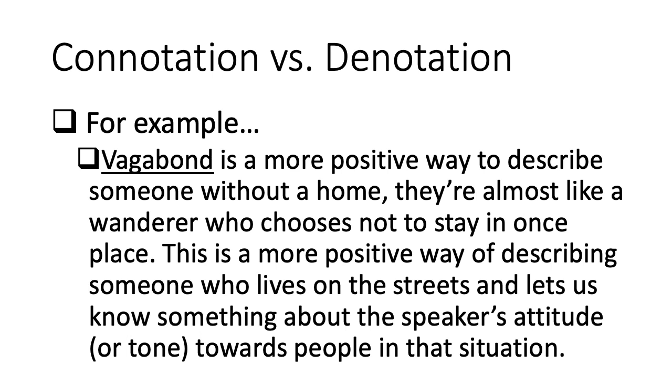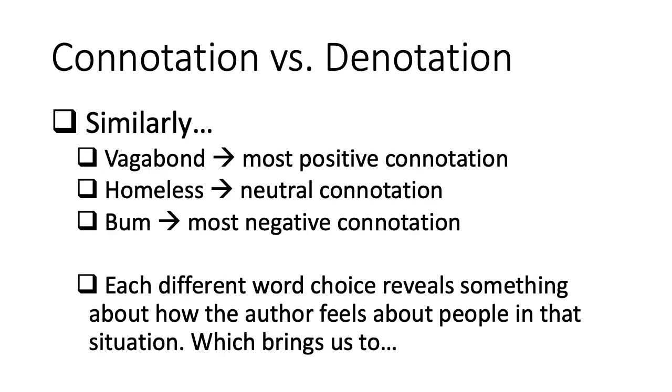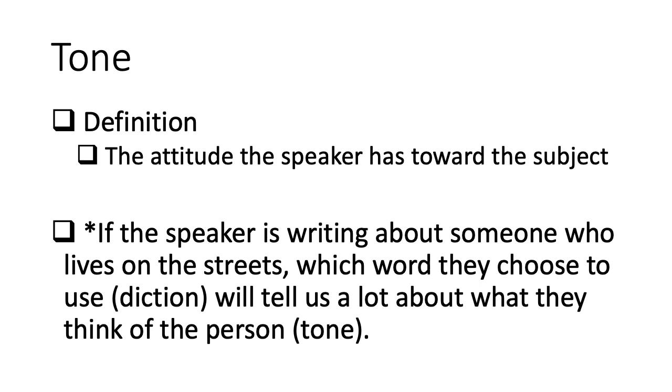So it's actually a negative emotional weight that comes along with the word. So, vagabond, for example, is a more positive way to describe somebody. It's almost like they're a wanderer who chooses not to stay in one place, but it still means somebody who does not have a permanent residence. And so when it comes down to it, this is going to tell you that the speaker, if they choose to use a word like vagabond, has a more positive outlook on a person in this situation. Similarly, each of these words, vagabond, homeless, and bum, have different connotations. Each different word reveals something about how the author feels in that situation, which brings us to tone.